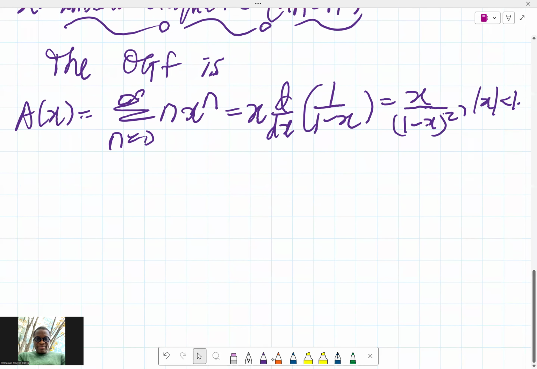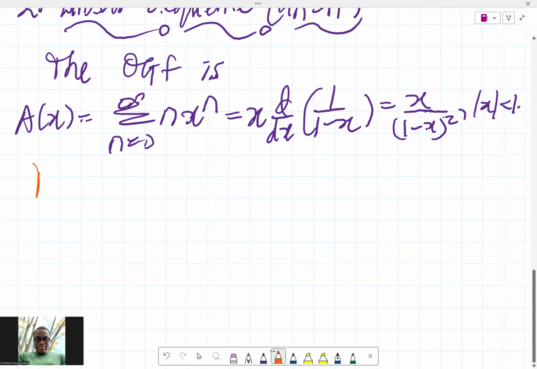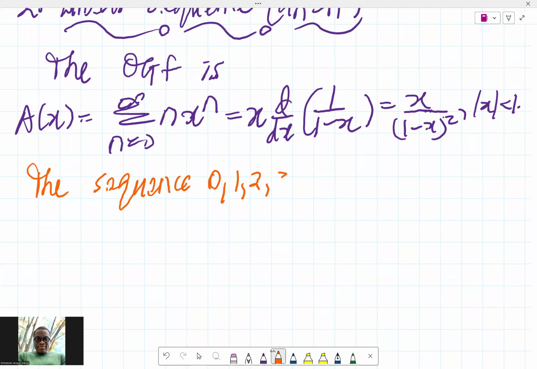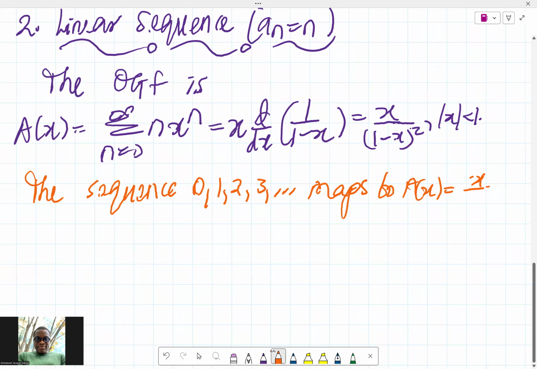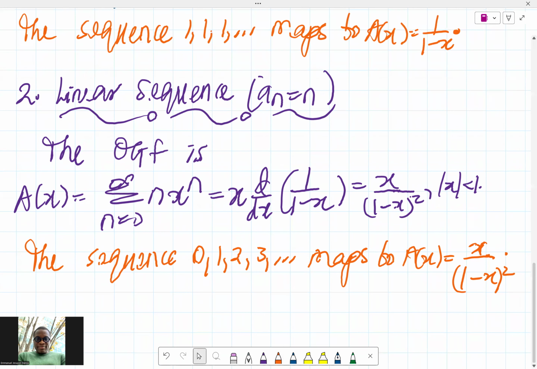So in short, we are saying that the sequence 0, 1, 2, 3 maps to A(x) equals x over 1 minus x all squared. Of course, given that x lies between minus 1 and 1, that's the linear sequence. So we can go on and on like that.